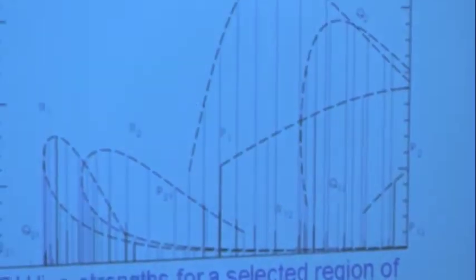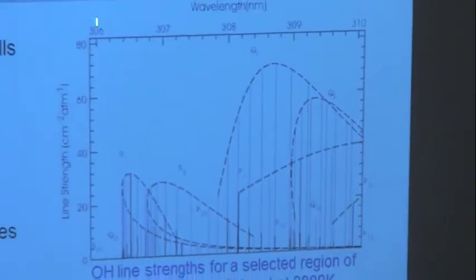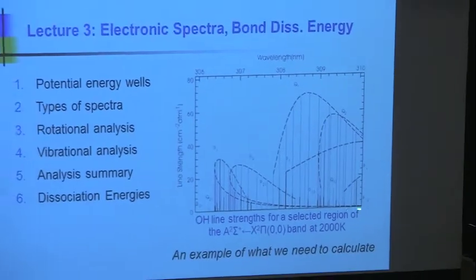So if you want to measure a species like OH, which has a small mole fraction, say 10 ppm, 100 ppm, you better go to the UV. So now we're in wavelengths, nanometers, that's 308 nanometers, or 3,000 angstroms. And this is now strength of the transition versus the wavelength.